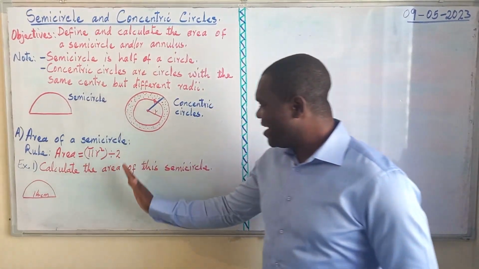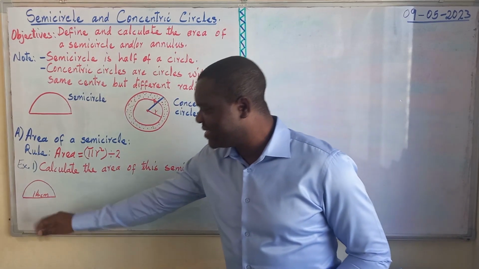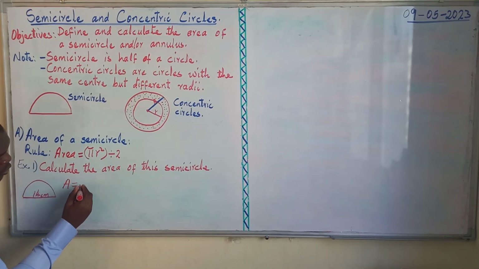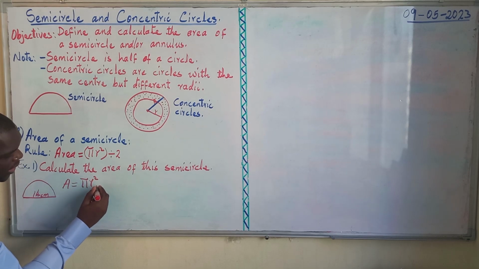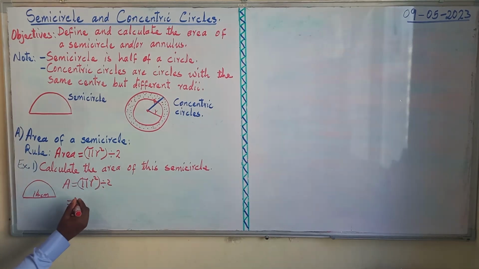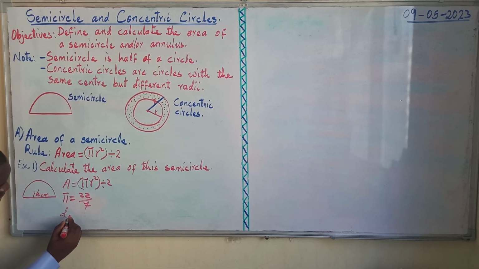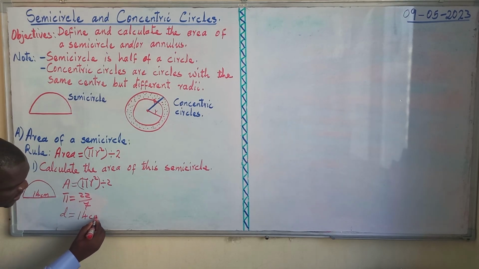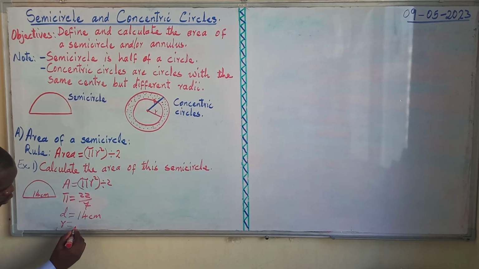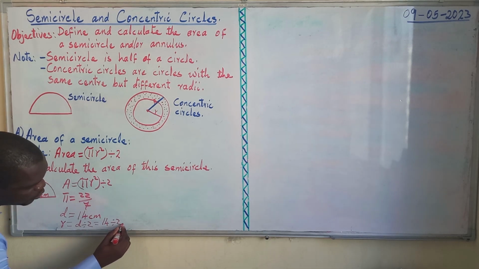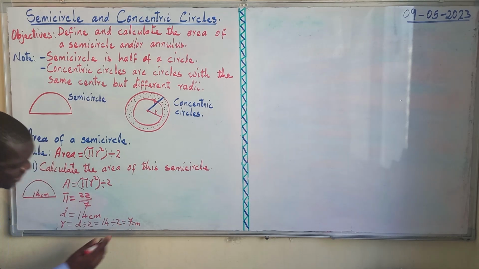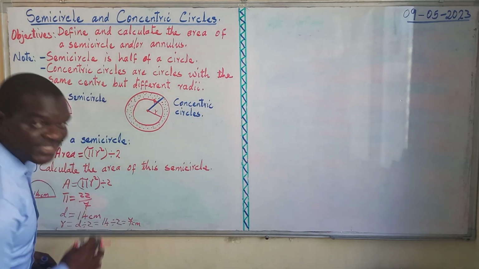Example: calculate the area of this semicircle. Area A is equal to pi r squared divided by 2, and we substitute pi is equal to 22/7. Here we have not been given the radius, but we've been given the diameter. The diameter D is equal to 14 centimeters. Therefore, radius is equal to diameter divided by 2. That is 14 divided by 2, which is equal to 7 centimeters. So our radius is 7 centimeters.